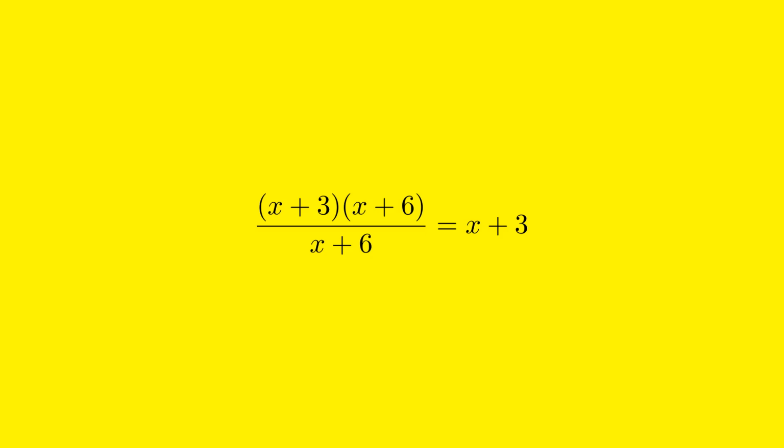Since both the numerator and the denominator share a common factor of x plus 6, we can cancel out this common factor, canceling the x plus 6 terms in the numerator and the denominator. We are left with x plus 3. Therefore, the simplified form of the rational expression is x plus 3. This concludes the final step in simplifying the given rational expression.